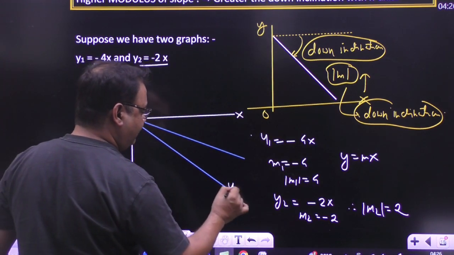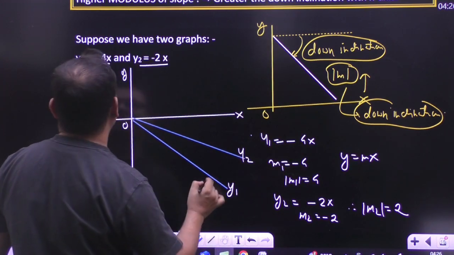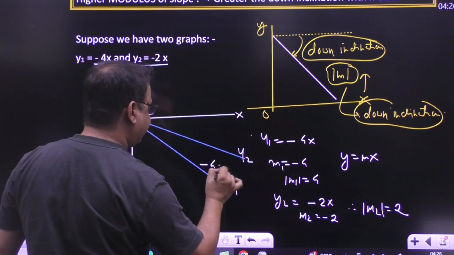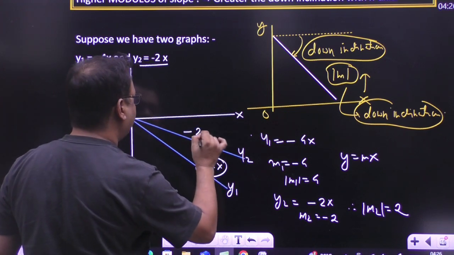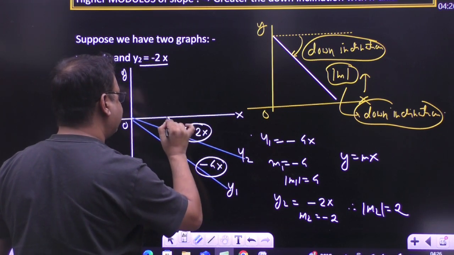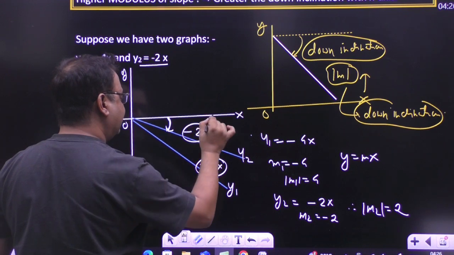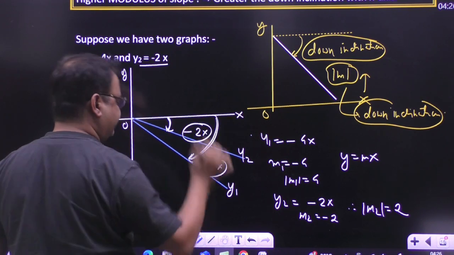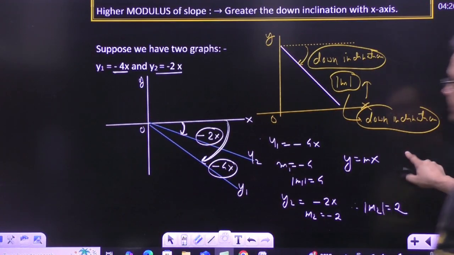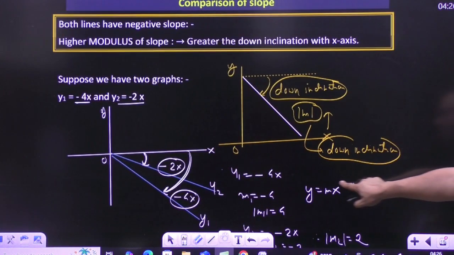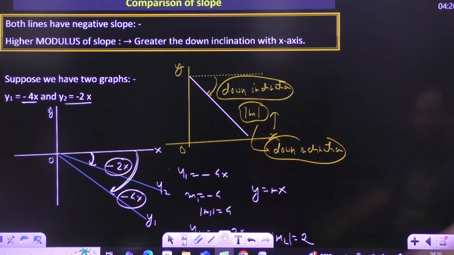So this is your graph 1 and this is your graph 2. This is the minus 4x graph, and this is your minus 2x graph. This has lesser down inclination, and this has more down inclination. So when both the slopes are negative, the one with greater modulus value will be inclined more downwards. Okay.